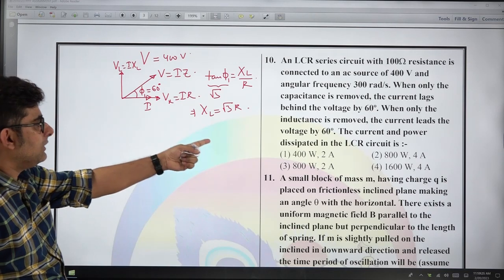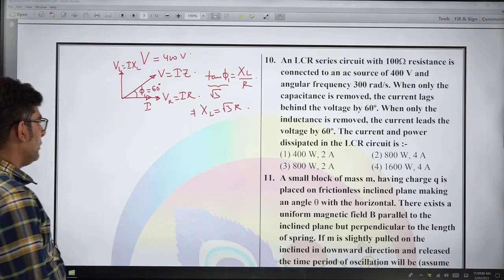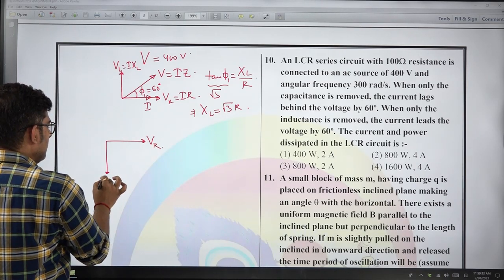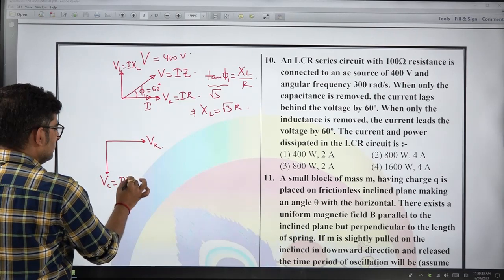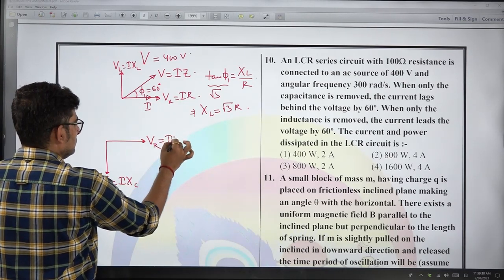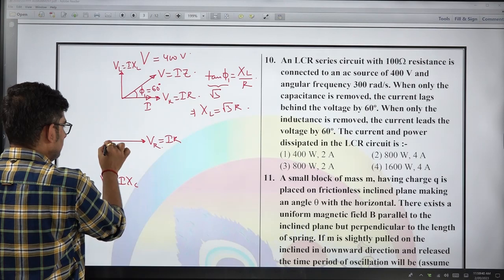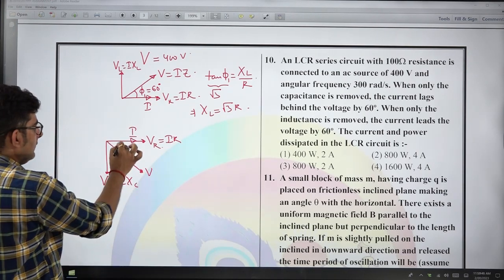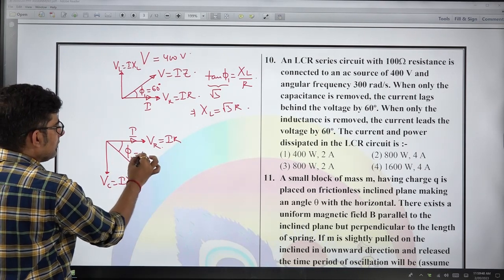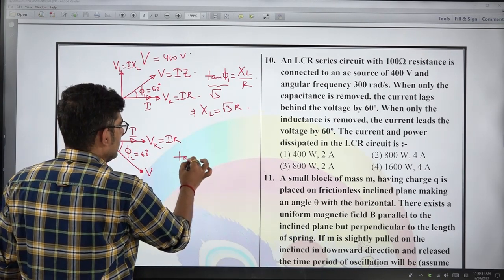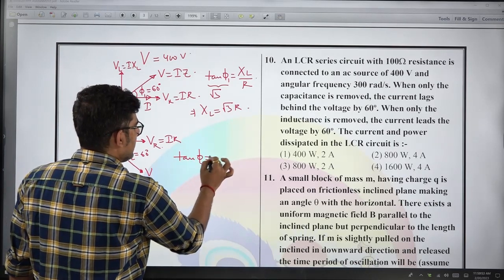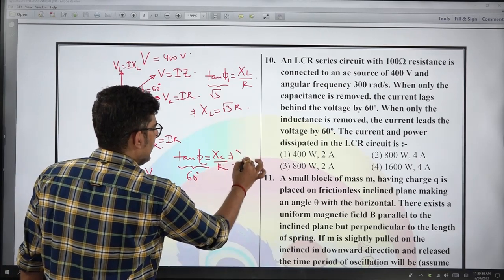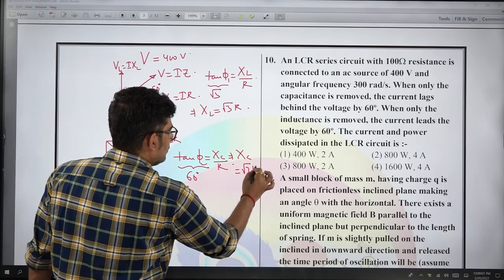Now in the second case, when the inductance is removed, what will be left is capacitance. Now here you have VR, here you have VC. In this case, you can see that voltage will lag. This angle phi 2 is also given as 60. Again the formula, tan phi is always X by R, remember this, XC by R. This is also 60, so XC will be equal to root 3 R.